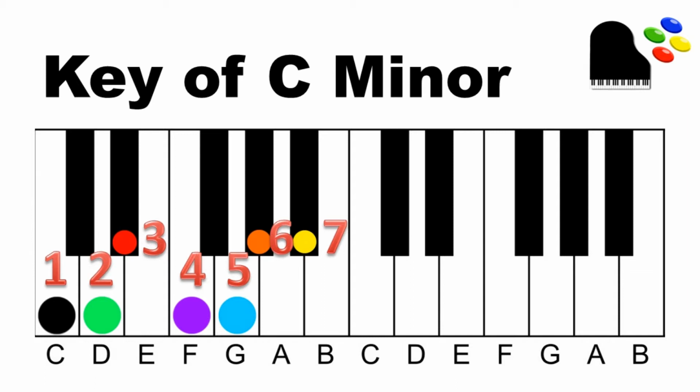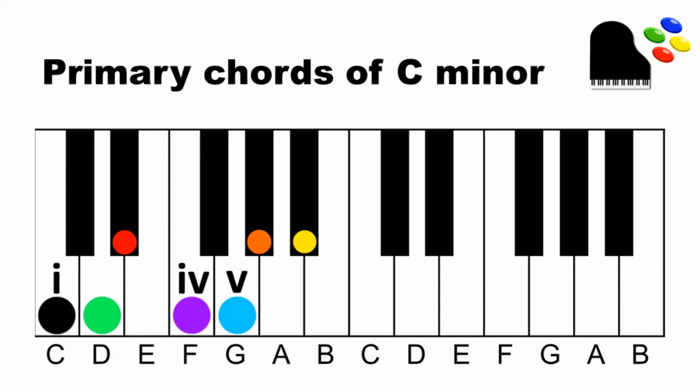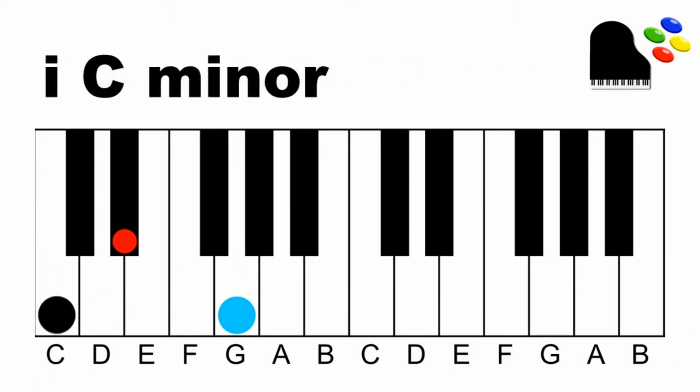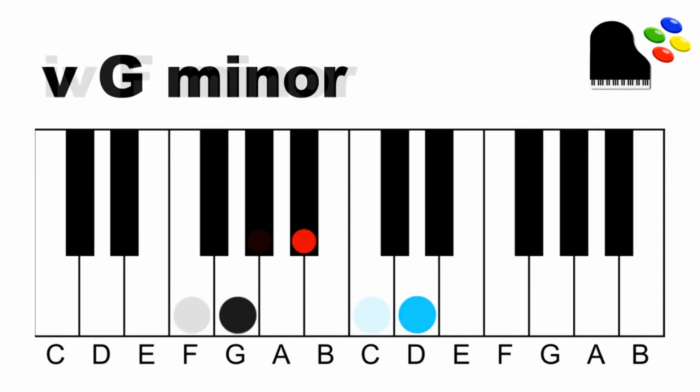So let's look at the primary chords of C minor. Okay, so here we have C minor, our 1 chord, our 4 chord is F minor, and our 5 chord is G minor. Now these Roman numerals are in lowercase, and that's to signify that these are minor chords. Okay, so we have our 1 chord C minor, C, E flat, and G. We have our 4 chord F minor, F, A flat, and C. Our 5 chord G minor, G, B flat, and D.